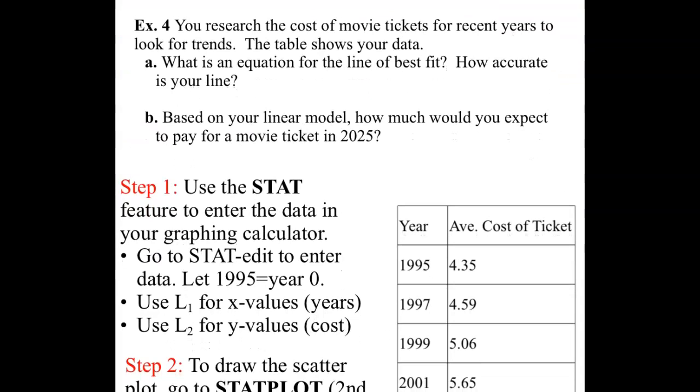All right, so we're going to start with this data. It says you researched the cost of movie tickets for recent years to look for trends. The table shows your data. We want to come up with an equation for our line of best fit. We also want to determine how accurate that is. Okay? Based on that linear model that our calculator gives us, we're going to make a prediction of what we would expect to pay for a movie ticket in the year 2025. Okay?